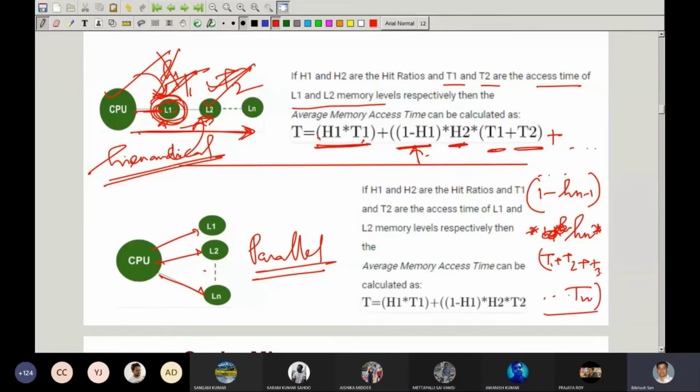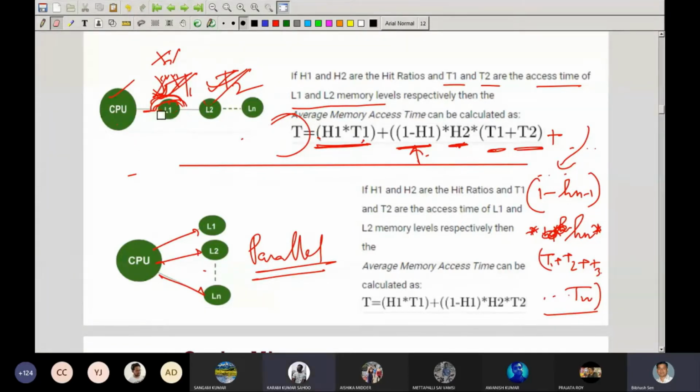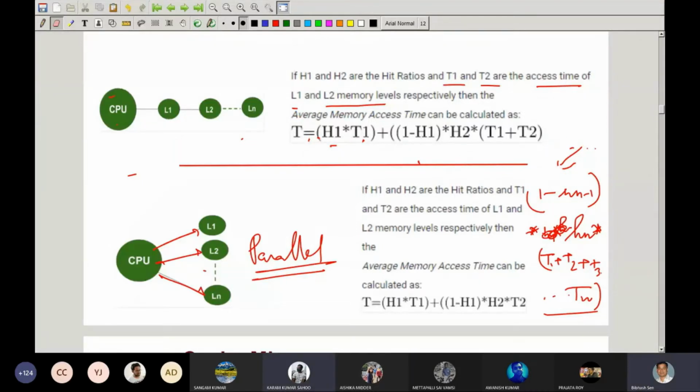Did you get my point? For the last value, in this way you'll get the average access time for this entire section. Sir, this formula and the previous formula are different. Here we are taking H1, H2, whereas in the previous one there was only H.